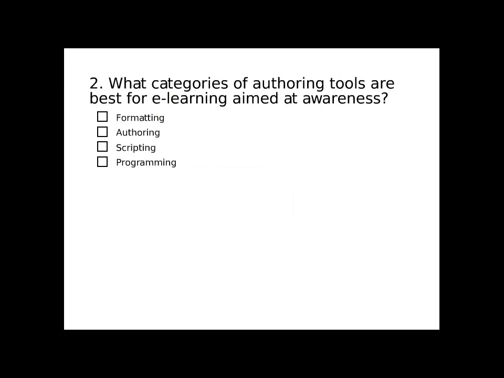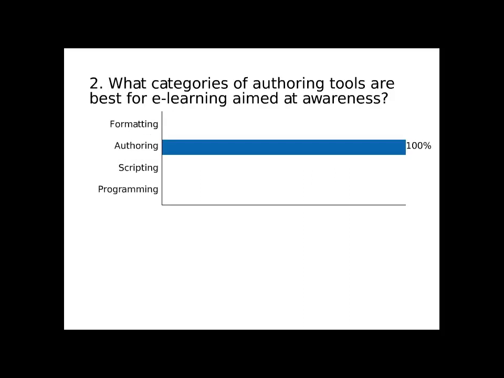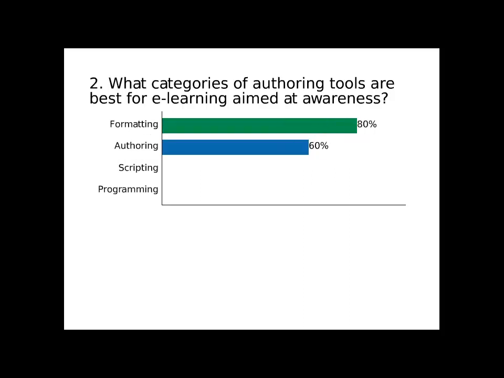So given the information that I've just provided about learning levels and authoring tool categories, what categories of authoring tools are best for e-learning aimed at awareness? Again, you may select all that apply.